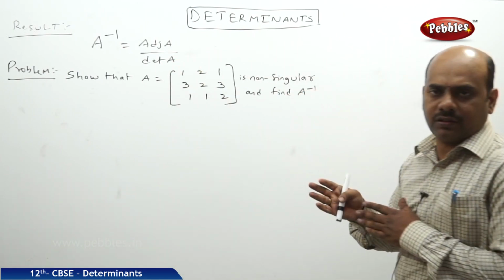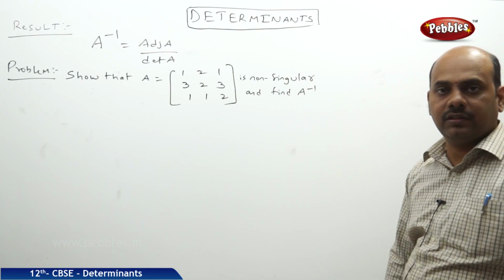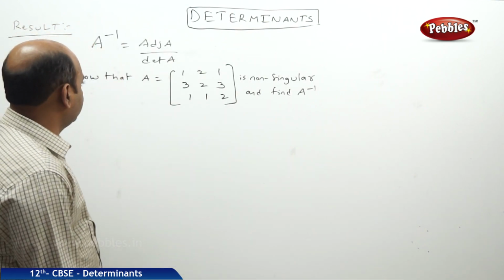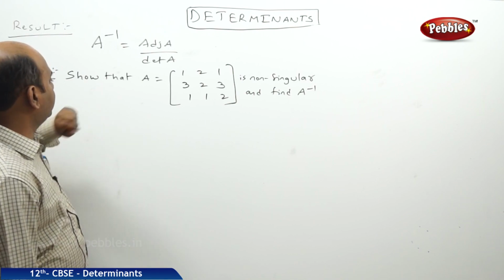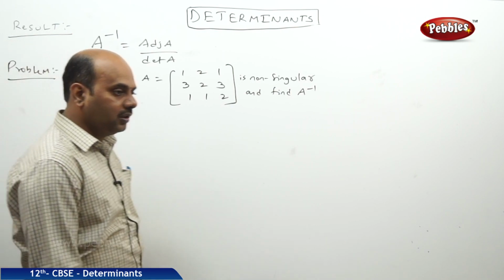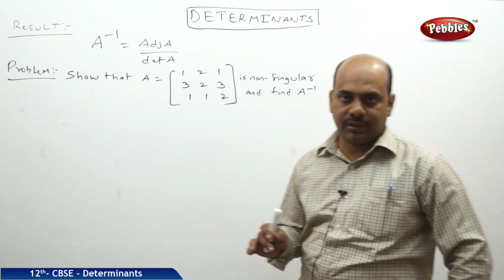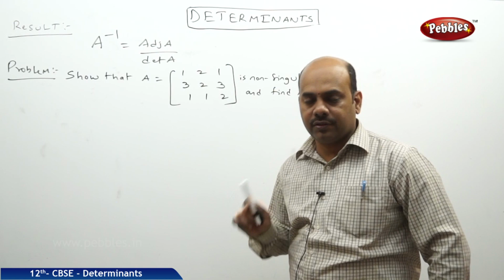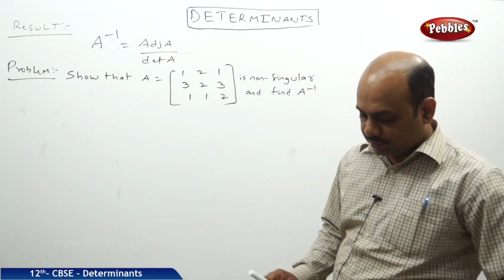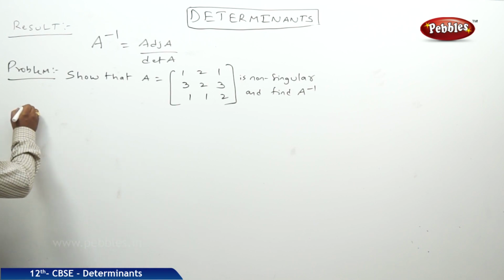Here we should use a result or a formula: A inverse is equal to adjoint A by det A. Using this, we will be solving this particular problem. He is asking us to show this particular matrix is non-singular and we need to find A inverse. Just now I said what is meant by singular matrix and non-singular matrix. A matrix capital A is said to be singular if its determinant is equal to 0, and non-singular if its determinant is not equal to 0. So here we shall try to find the determinant of the matrix.